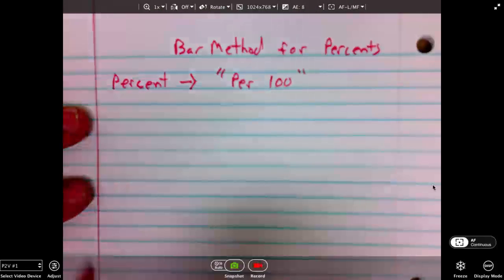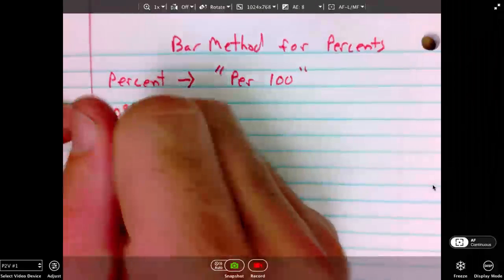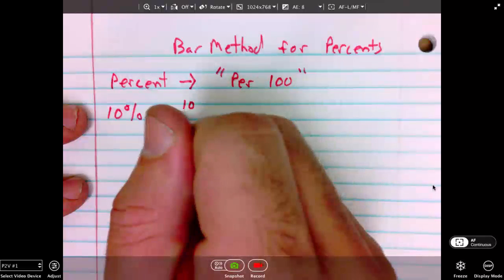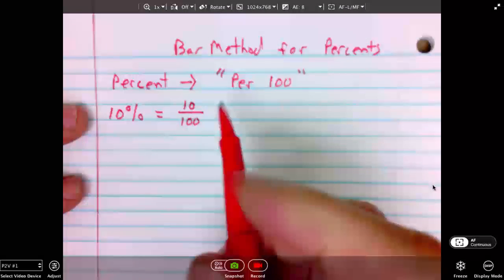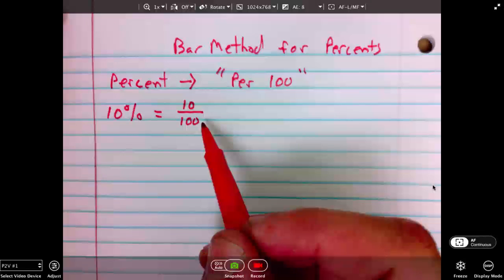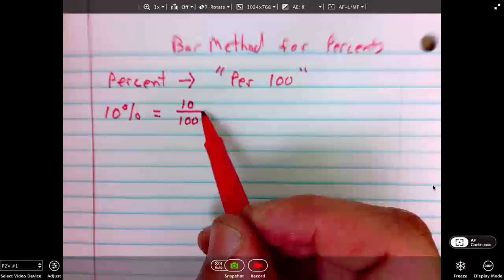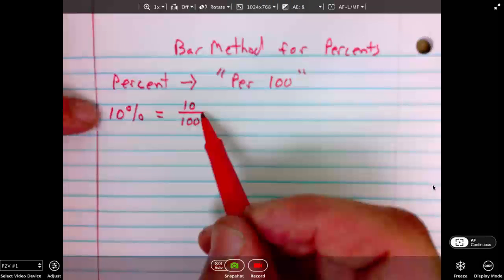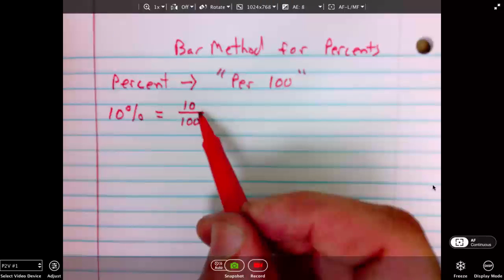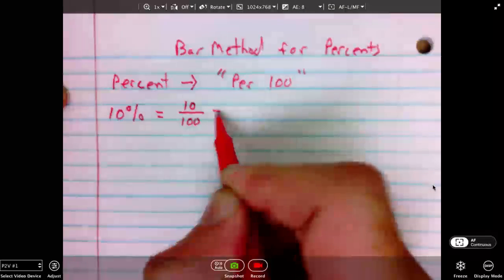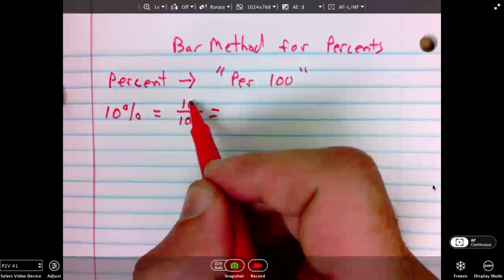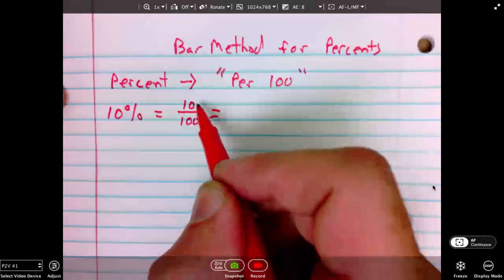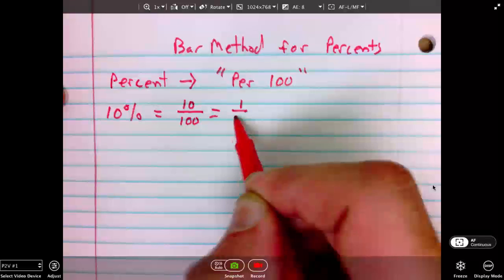For example, 10% can be written as 10 per 100. A fraction is simply a division problem. This bar in the middle is divide. We can read it as per as well. 10% means 10 per 100. Well, this can be reduced by simply dividing both the numerator and the denominator by 10, or canceling one of the zeros. 10 over 100 is the same as 1 over 10.